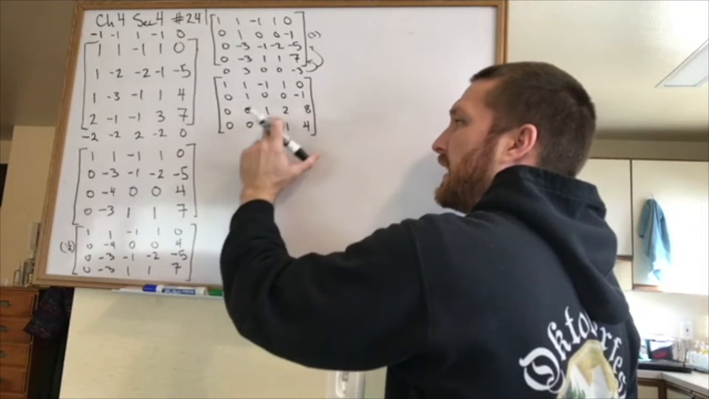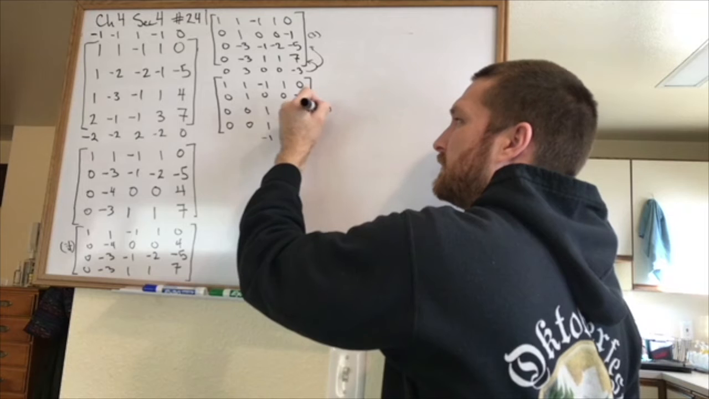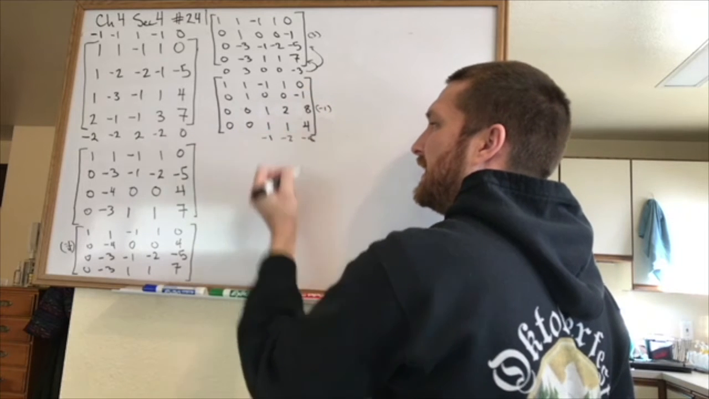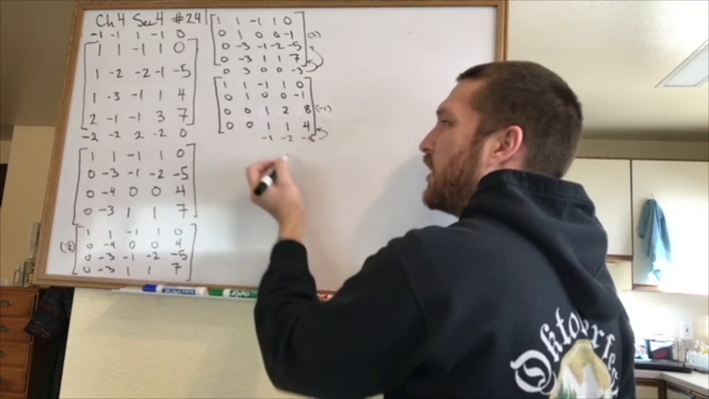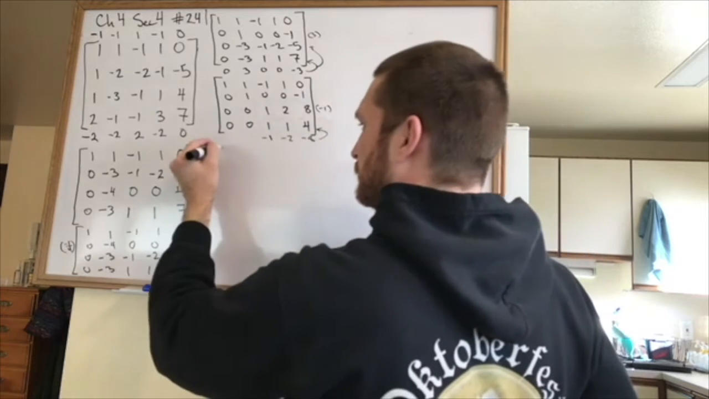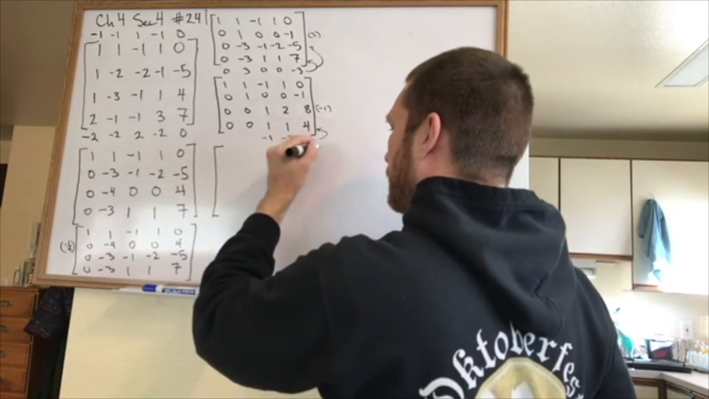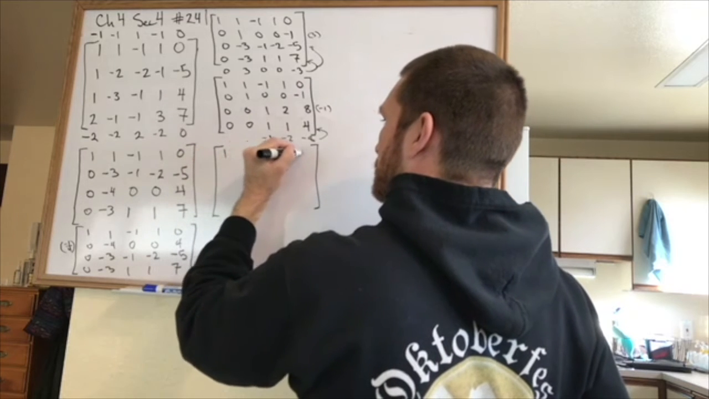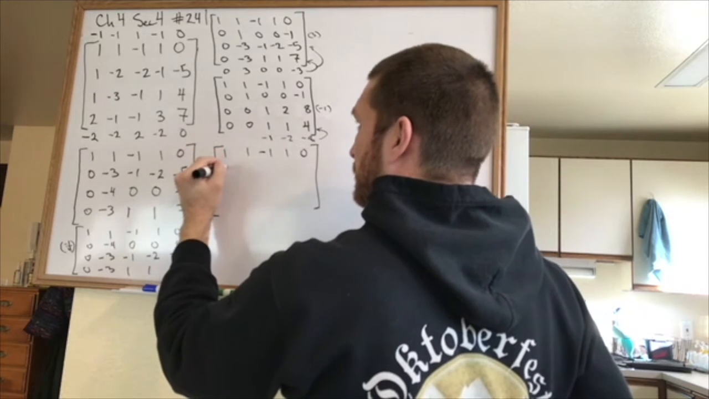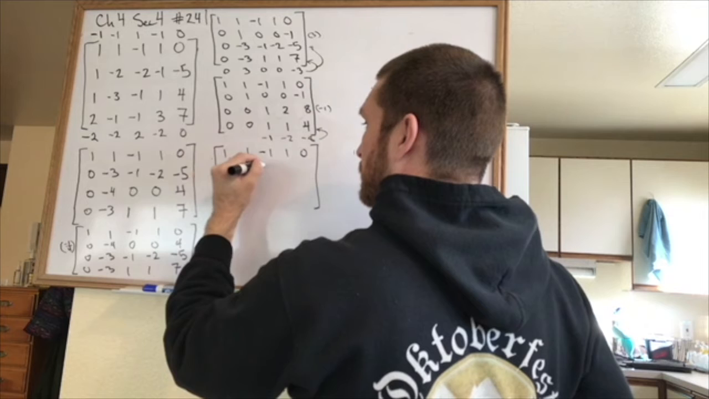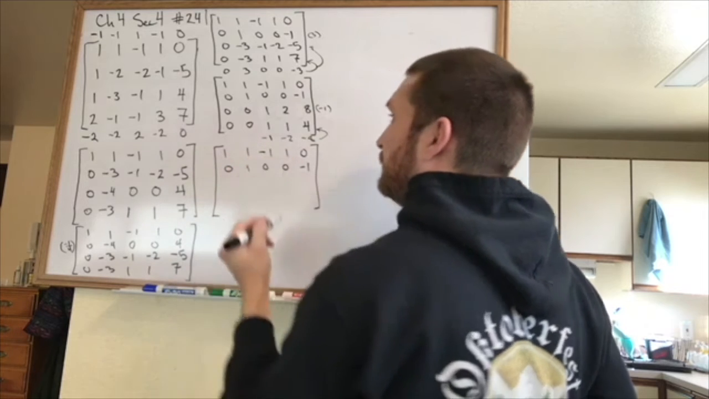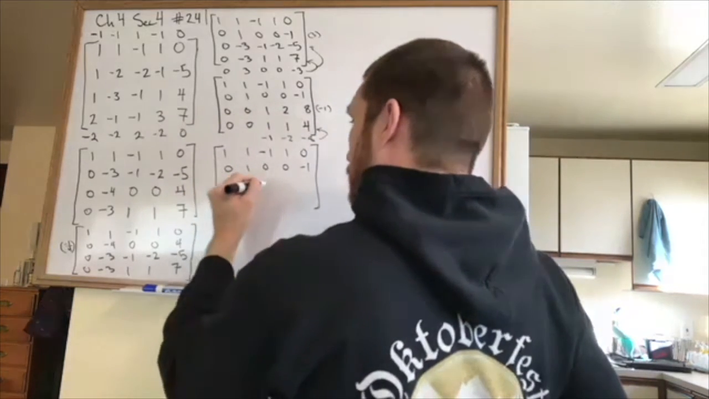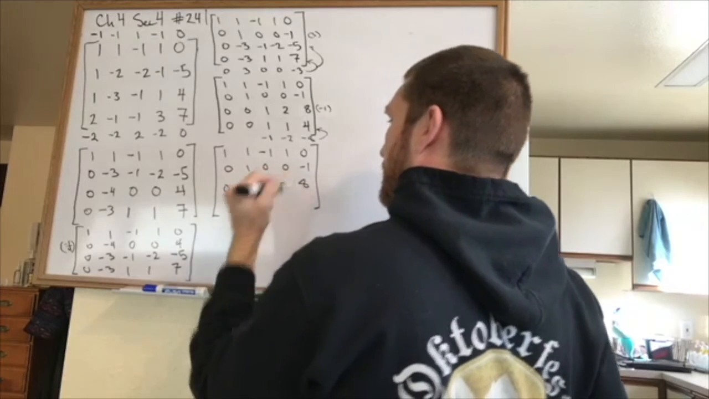And so I'm going to say, okay, negative 1 times this guy gives me a negative 1, negative 2, and a negative 8. That is what I'm going to add to that row to kill that 0. Let's do that. I'm not changing the top. 1, 1, negative 1, 1, 0. I'm not changing that one. 0, 1, 0, 0, minus 1. I'm not changing that one. 0, 0, 1, 2, 8.